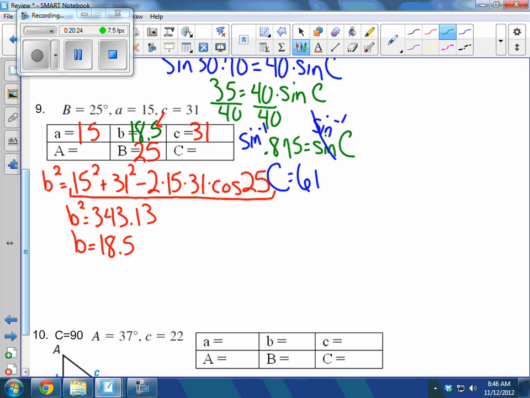And now you can, in your second step, take your law of sines and find either A or C. You're going to find A first. You're going to go for the smaller angle first.